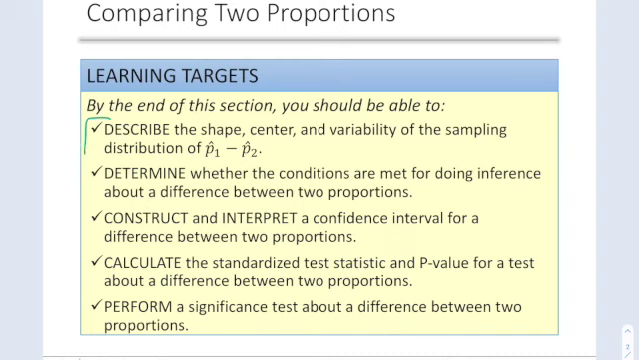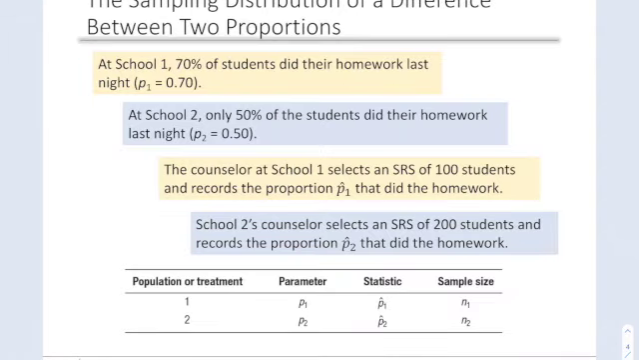This is going to be our first video. The next video is going to be constructing and interpreting a confidence interval. And then the next video will be calculating the standardized test statistic and p-value. And the last video is going to be performing an entire significance test. I'm also going to add in two other videos with a full-on example of hypothesis testing and confidence intervals from beginning to end. Let's start with an example.